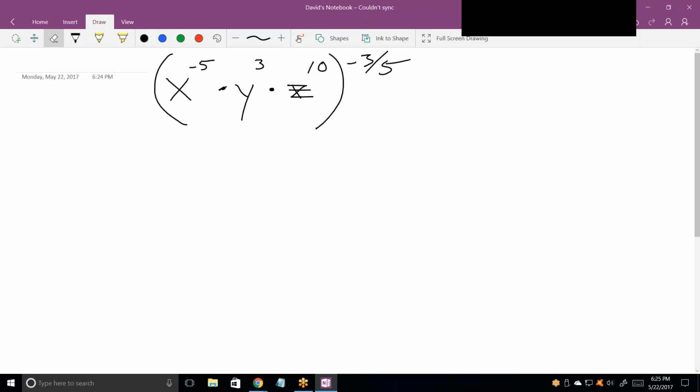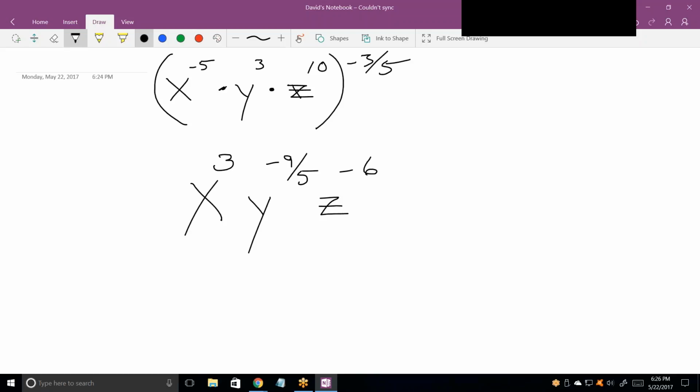Right. Because some of these negatives may turn into positives. So what do you get with the x term? You get x cubed. What do you get with the y term? It's raised to the negative 9/5. And the z term? It is raised to the negative 6th power.